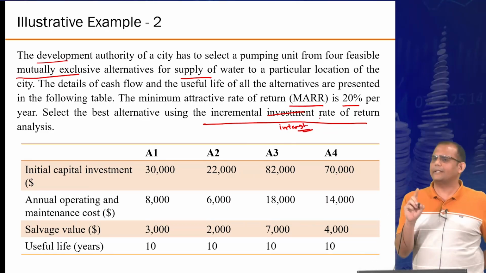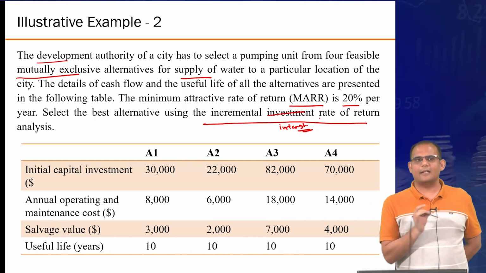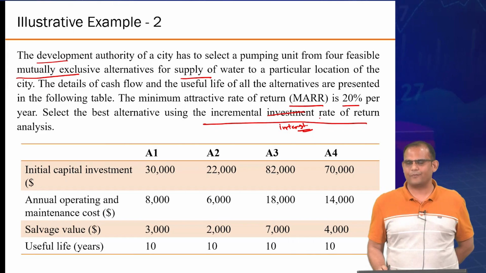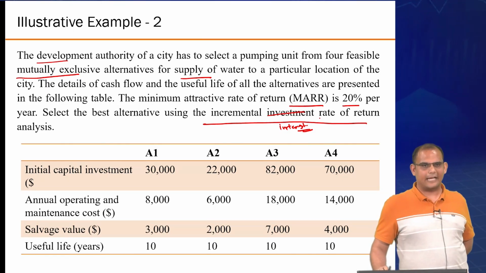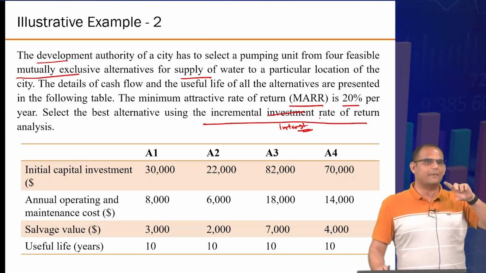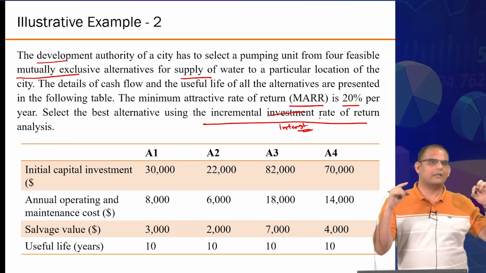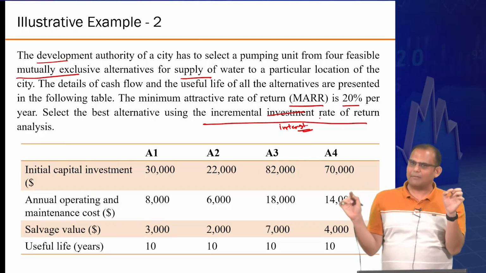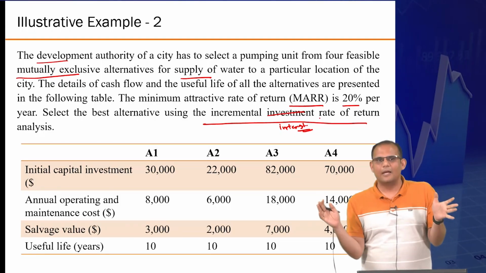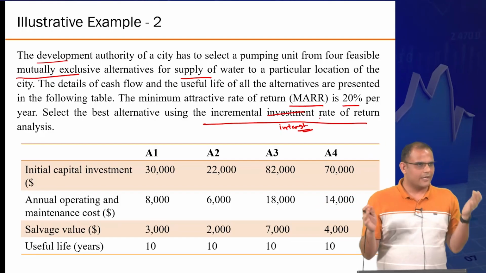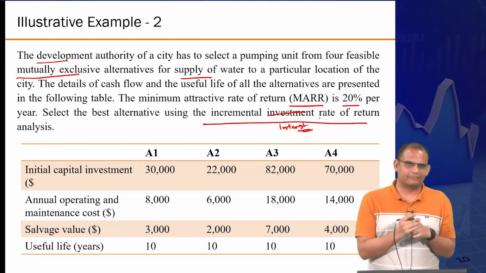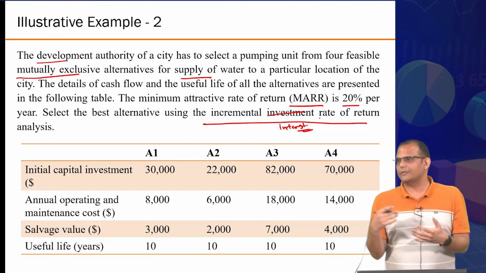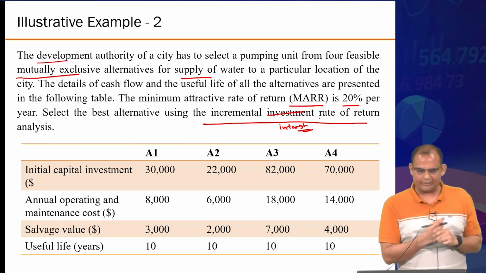One very important thing: can you do this analysis if the lives of different alternatives are not the same? Yes. In that case, you have to take the LCM, because ultimately it's an incremental series and that can only be calculated for each time period. The increment has to be calculated each time period, so you have to make the total time uniform. If the alternatives are of different lives, you need to take the LCM and then start the incremental cash flow series calculation.